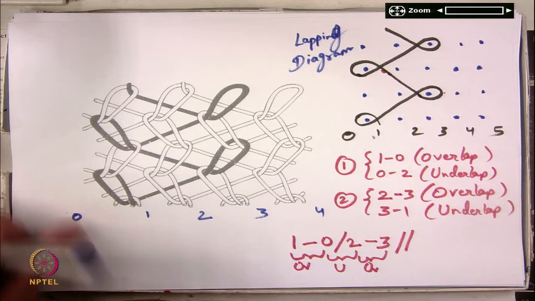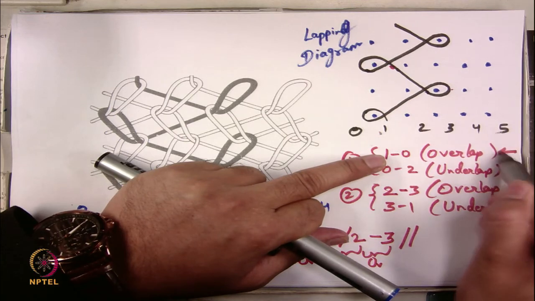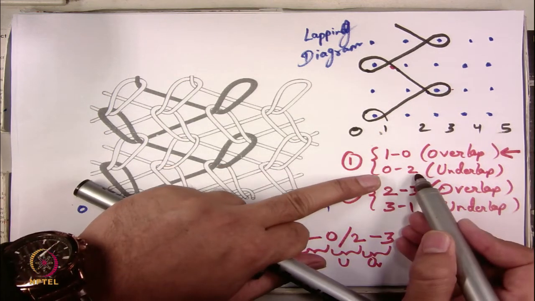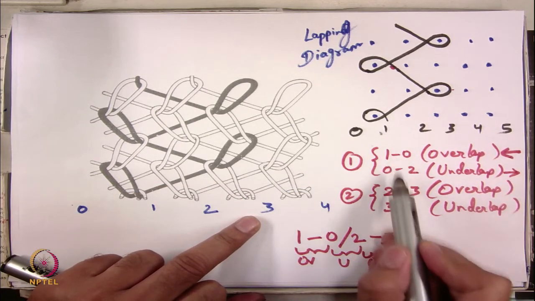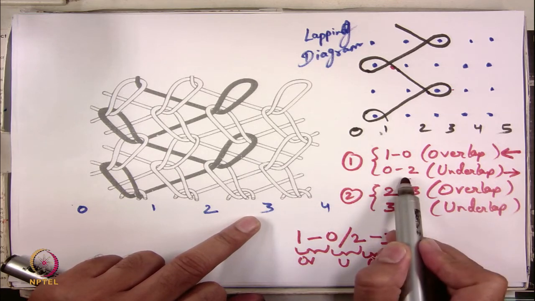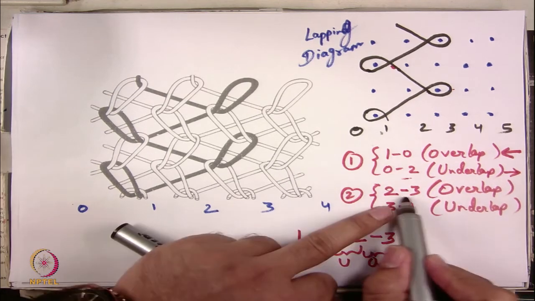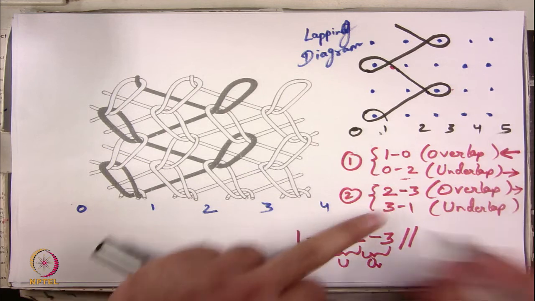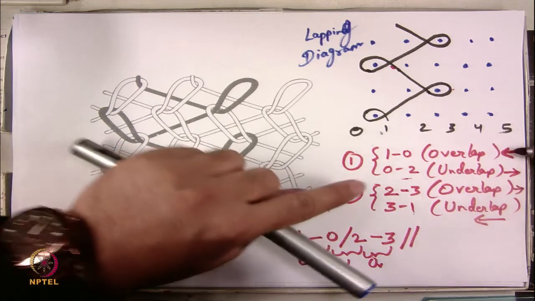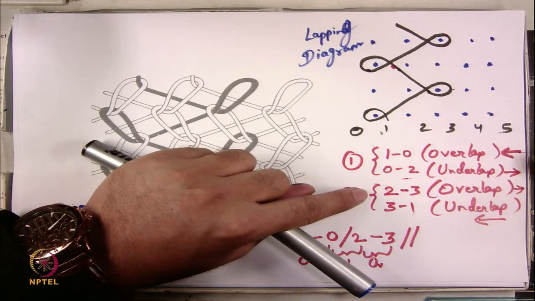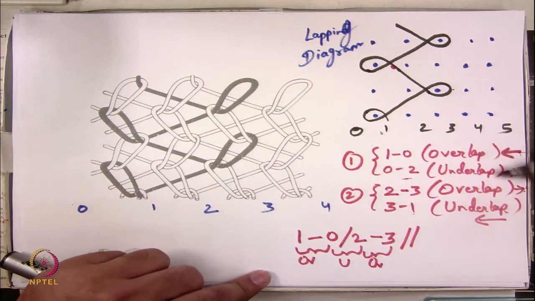Another thing you can see here, 1 to 0, the overlap direction is on the left side, okay. 0 to 2, it is right side, and the magnitude is also different. So, this is 1 pitch, this is 2 pitch, okay, because underlap is more compared to overlap. After that, from 2 to 3, this is right side, and 3 to 1 on the back side. Okay. So, in alternating courses, you can see overlaps are changing directions, underlaps are changing directions, and in the same courses the magnitude is different.